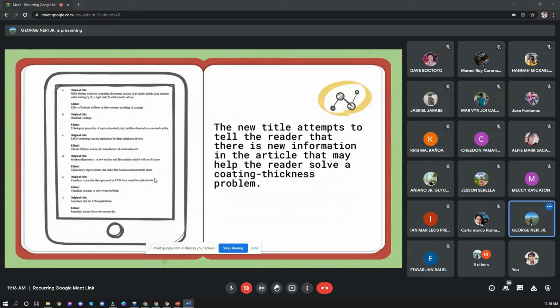So, the new title attempts to tell the reader that there is new information in the article that may help the reader solve a coding thickness problem. So, as you can see, number A is the original title, then edited: effect of editor's stiffness on finite element modeling of coding. So, gi-ilis lang niya or gi-edit ang title na original. So na dako ang nausab like nimubo siya or nitaas ba.